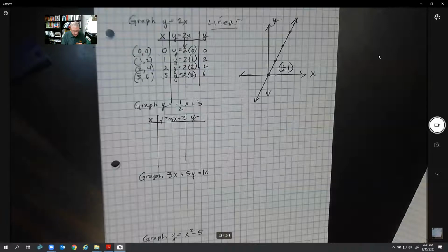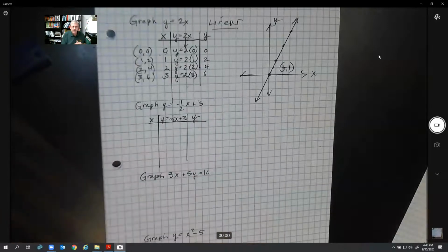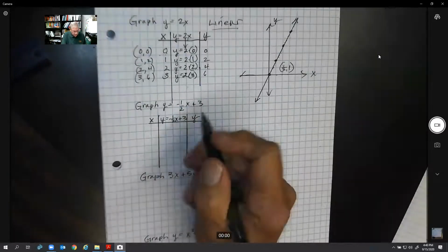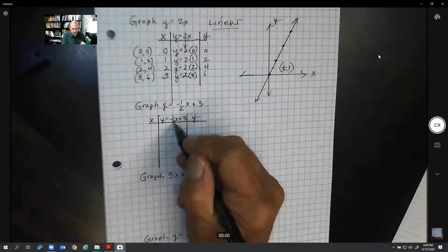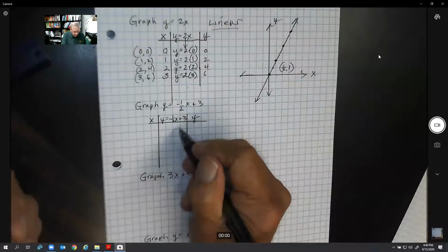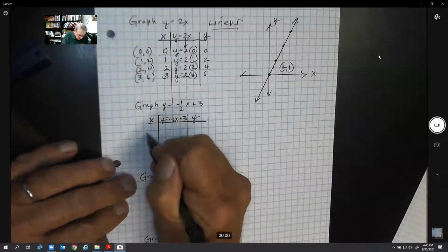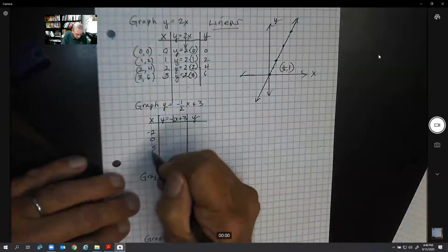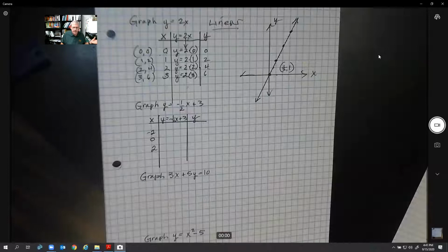Okay, on this problem, it has a fraction. So I'm going to be smart. My denominator is 2, so I'm going to take multiples of 2. I'm going to use the numbers -2, 0, which is always a good number to use, and 2. I'm just going to use 3 points.